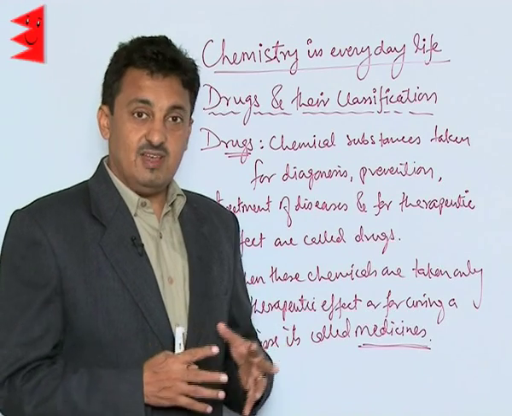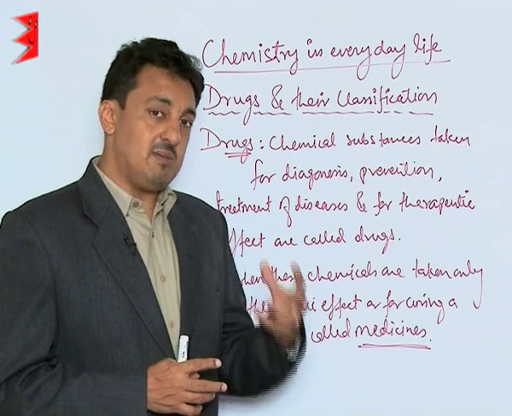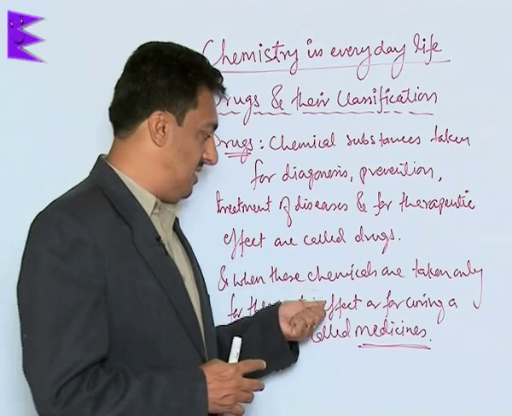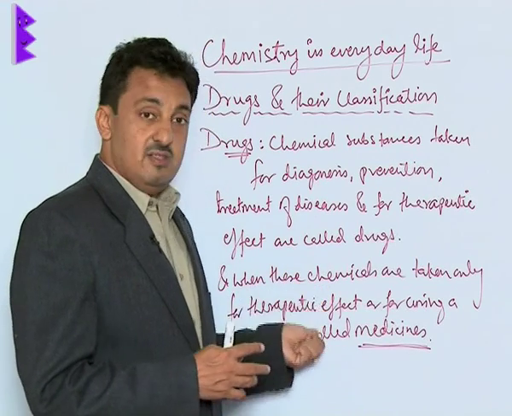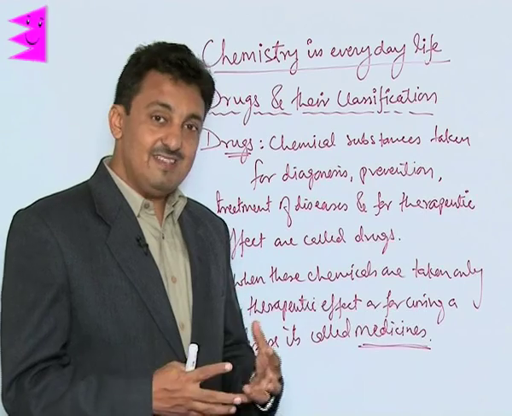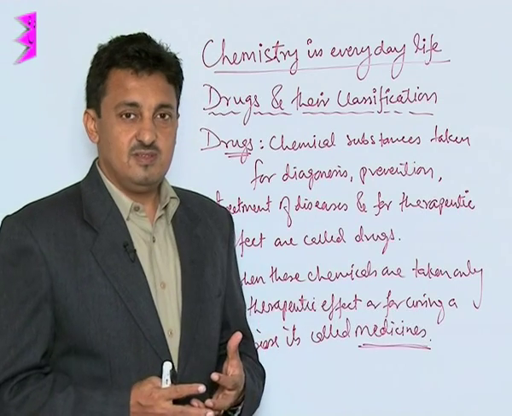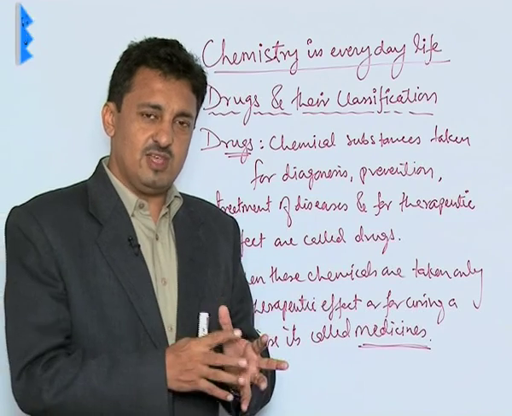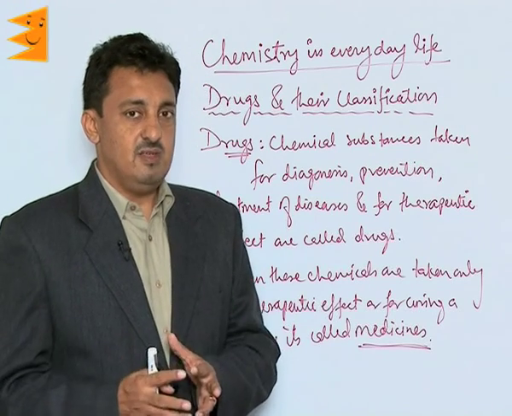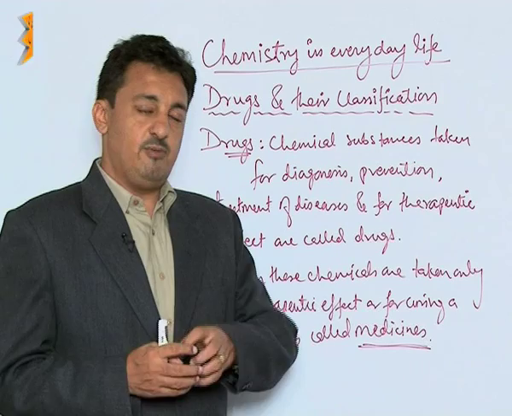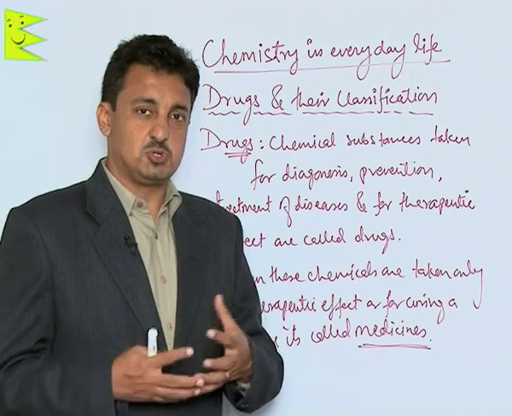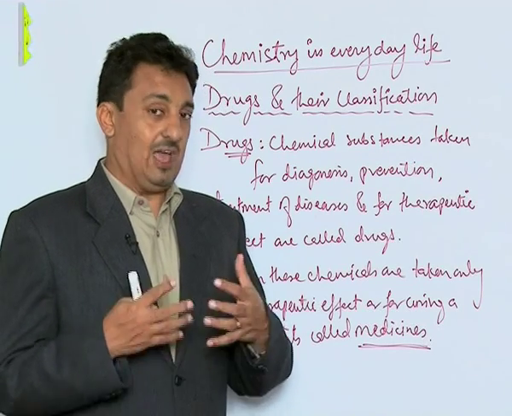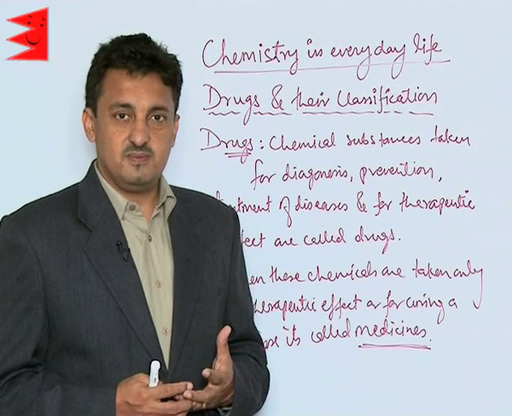Now, what is a medicine? Medicines are those chemicals which are only taken for therapeutic effect or for the treatment of any particular disease. So when something happens, whatever chemicals we take to cure it are called medicines. But whatever we take before that, just to prevent it or for any diagnosis, those are called drugs.